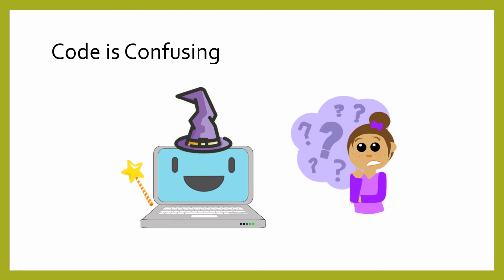Code is confusing. There's no way around it. Figuring out what a program does is often just as hard as writing the code in the first place, and sometimes even harder. Bad code is so easy to write.